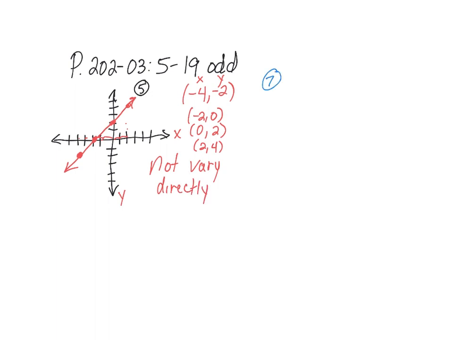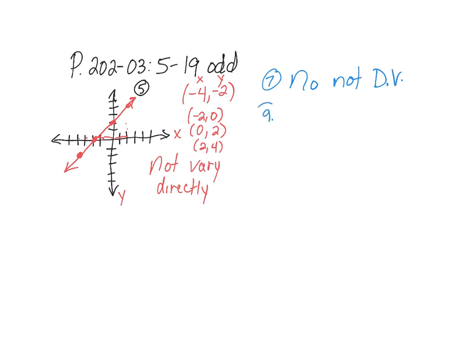Number 7, you can automatically say no because you have 2 negatives in the numerator and all the denominators are positive. So no, not direct variation.